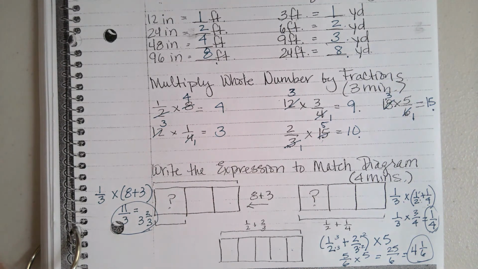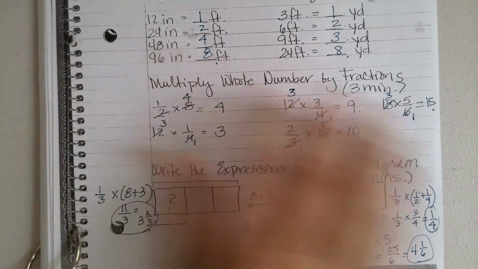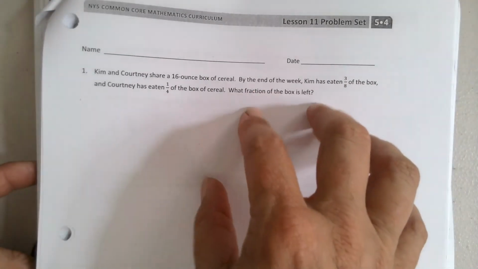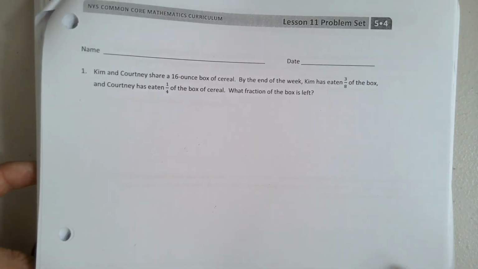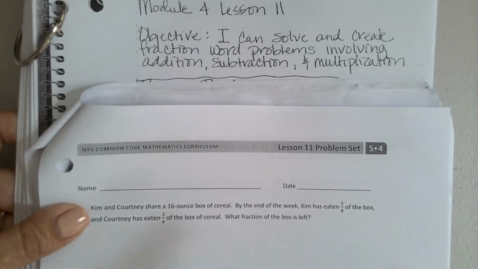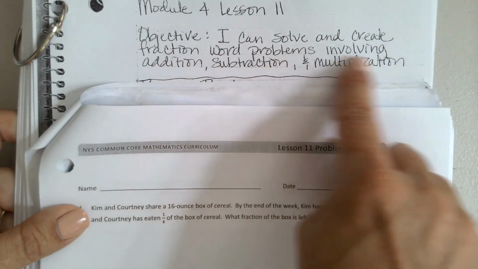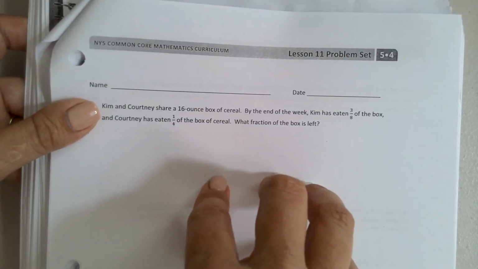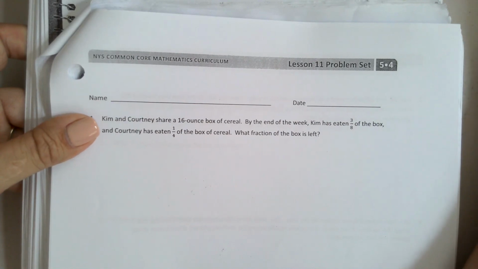Now, the concept development goes straight into the problem set. So you are going to want to get out your problem set for the next video. Our next video is not the concept development; the concept development and the problem set go together. So have this book out and ready to go through these problems together, because remember our objective: I can solve and create fraction word problems involving addition, subtraction, and multiplication. That's where we're going, and we're going to work through the problem set together. All right, meet me back here for concept development and problem set.